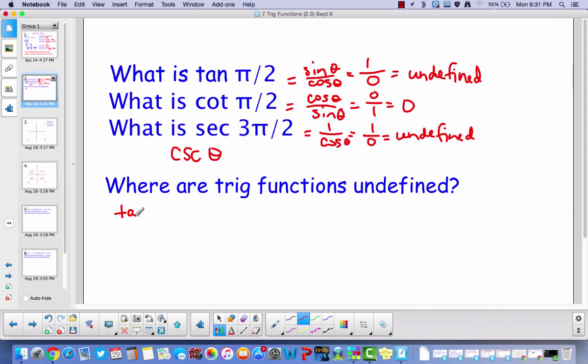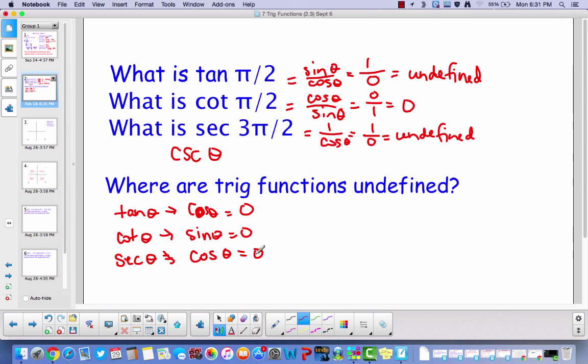All right, tangent is undefined when the denominator, so when cosine, is 0. Cotangent is undefined when the denominator, so sine, is 0. Secant is also undefined when cosine is 0, because it's one over cosine. And cosecant is undefined when sine is 0.